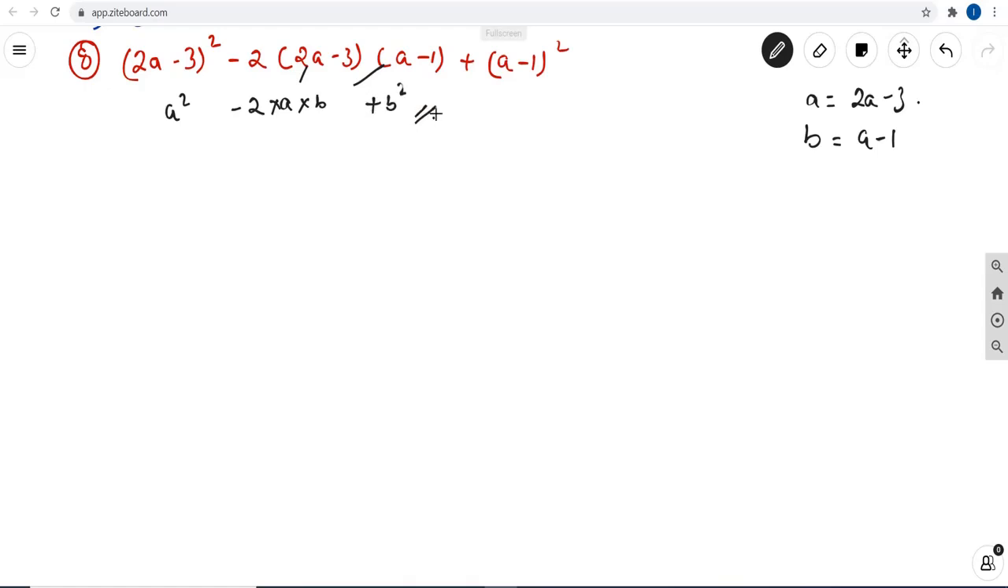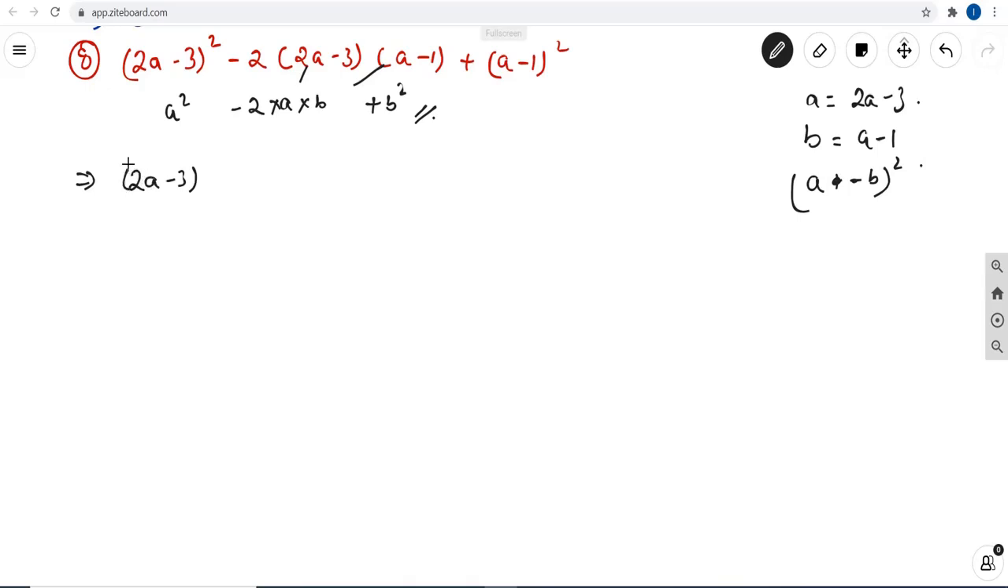Fine. So what can we write down here? So this one I can write in this form, not a plus b, it is a minus b whole square. So this is in the form of a minus b whole square. So this one I can rewrite the equation as 2a minus 3.